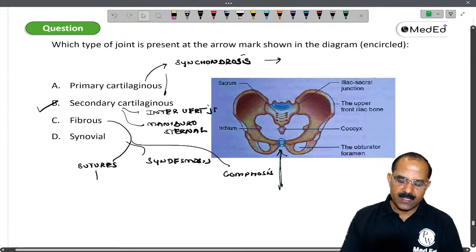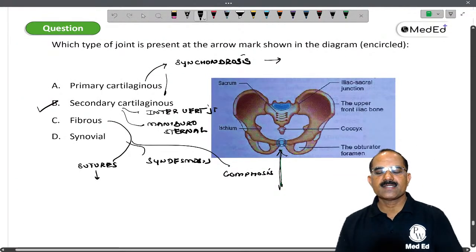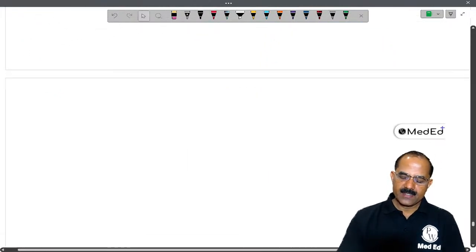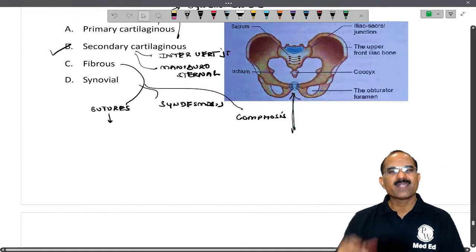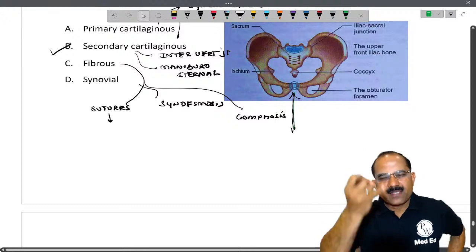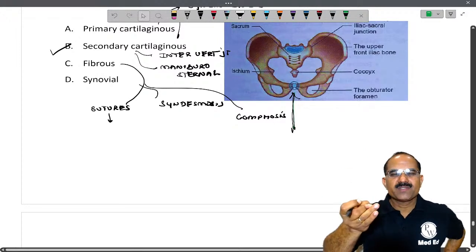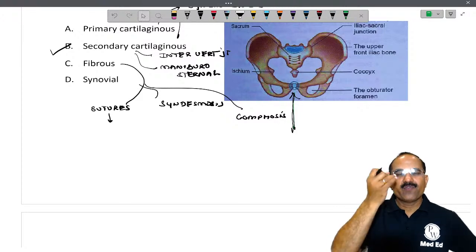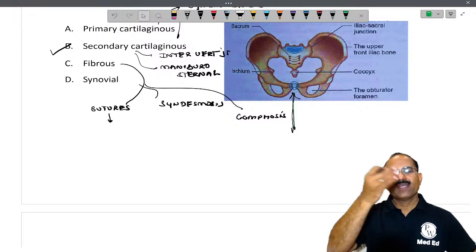Synchondrosis is an example of sutures. Sutures include: lambdoid suture, serrate suture, denticulate suture, wedge and groove suture, and then schindylesis.